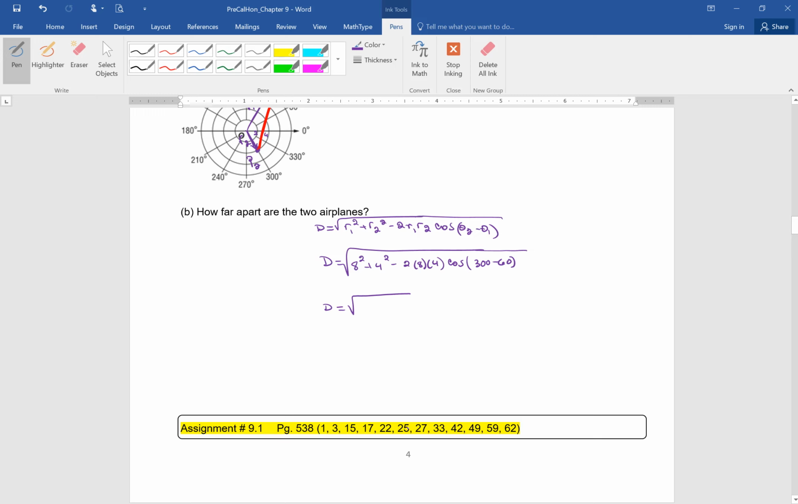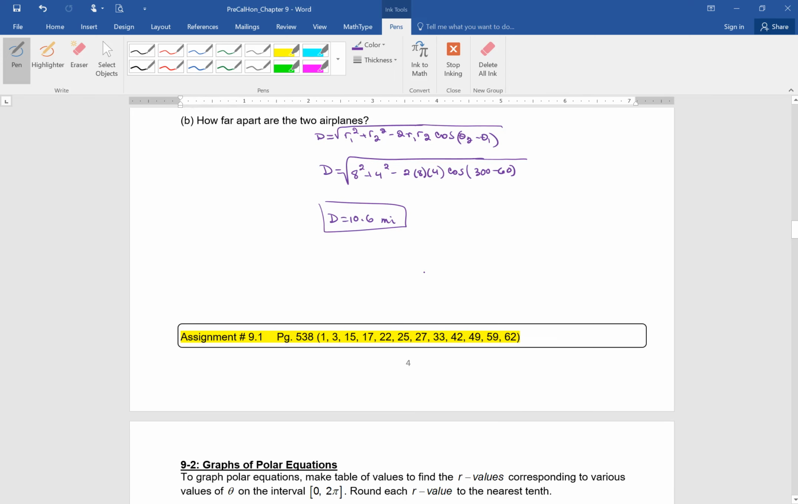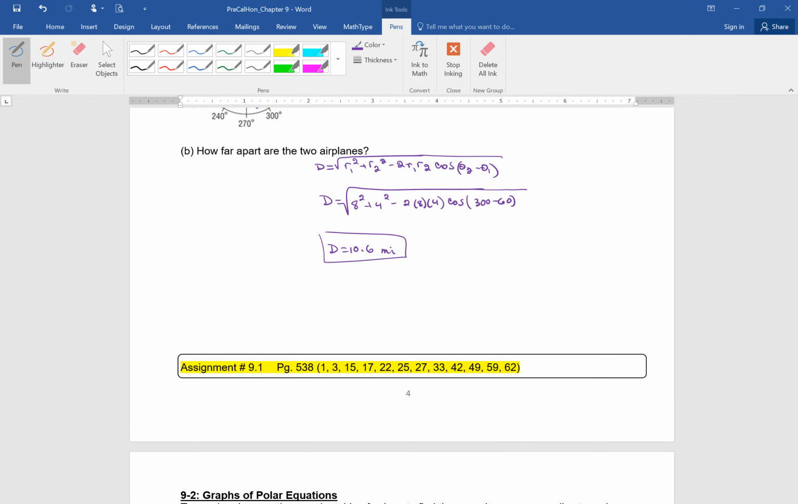I got about 10.58. That's the full distance, so it's 10.6 miles. Well, it depends on what direction they're flying. We don't know the direction that they're flying. If they were flying towards each other, we have like 10 miles. That's like 2 seconds at 600 miles an hour. It's not great. Like they're racing each other. First one in New York wins.